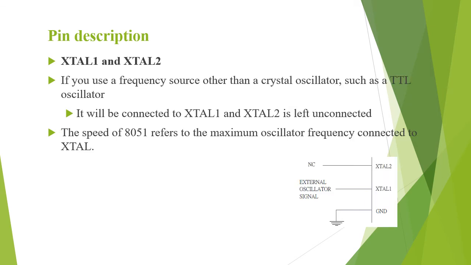If a frequency source other than a crystal oscillator is used, such as a TTL oscillator, it will be connected to XTAL1 and XTAL2 will be left unconnected. The figure shows the connection. The speed of 8051 refers to the maximum oscillator frequency connected to XTAL.